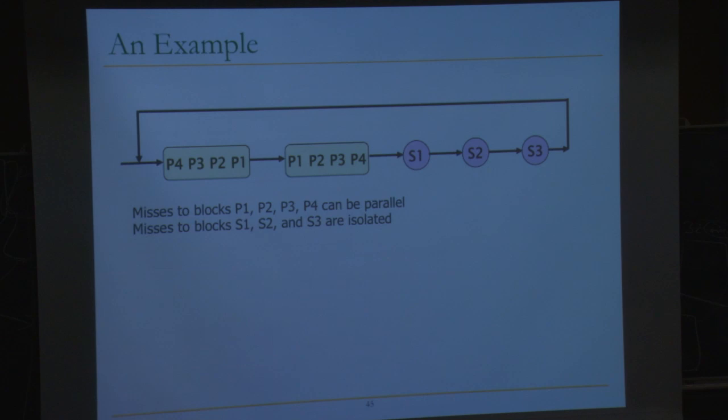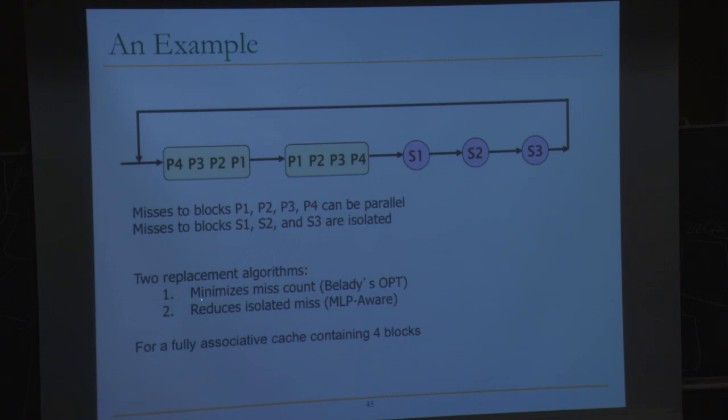We're going to examine two replacement algorithms. One is Belady's optimal replacement algorithm, which minimizes the miss count. And the other is a more memory level parallelism aware algorithm, which I'll not describe to you how it operates, but I'll let you read it. And we're going to analyze this for a fully associative cache containing 4 blocks. So let's see how that works.